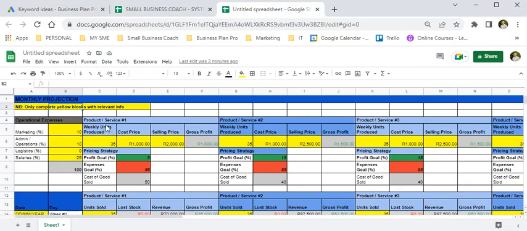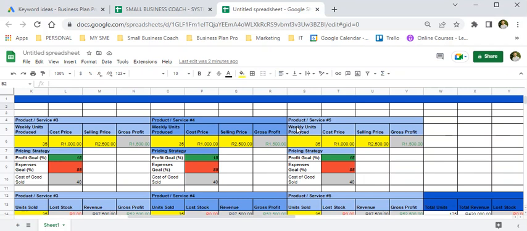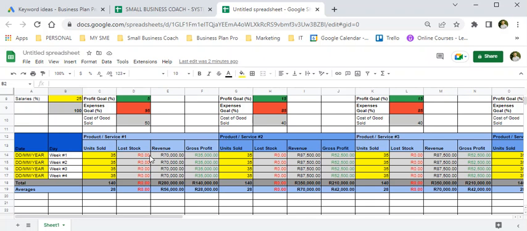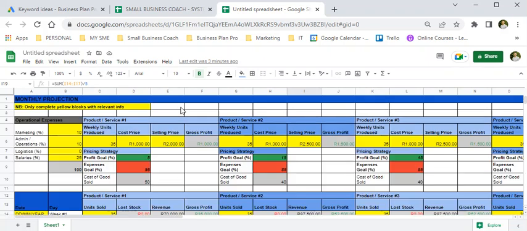Okay, so let's get going. I've got space for you here for up to 5 products or services. I'm only going to use the first 2. And everywhere where you see the yellow blocks, that's where you need to complete the correct data. Everything that's not in yellow, for instance, the white blocks over here, the gray blocks over there, the blue blocks over there, you don't touch, otherwise you're going to mess up the formula. You only complete the yellow.